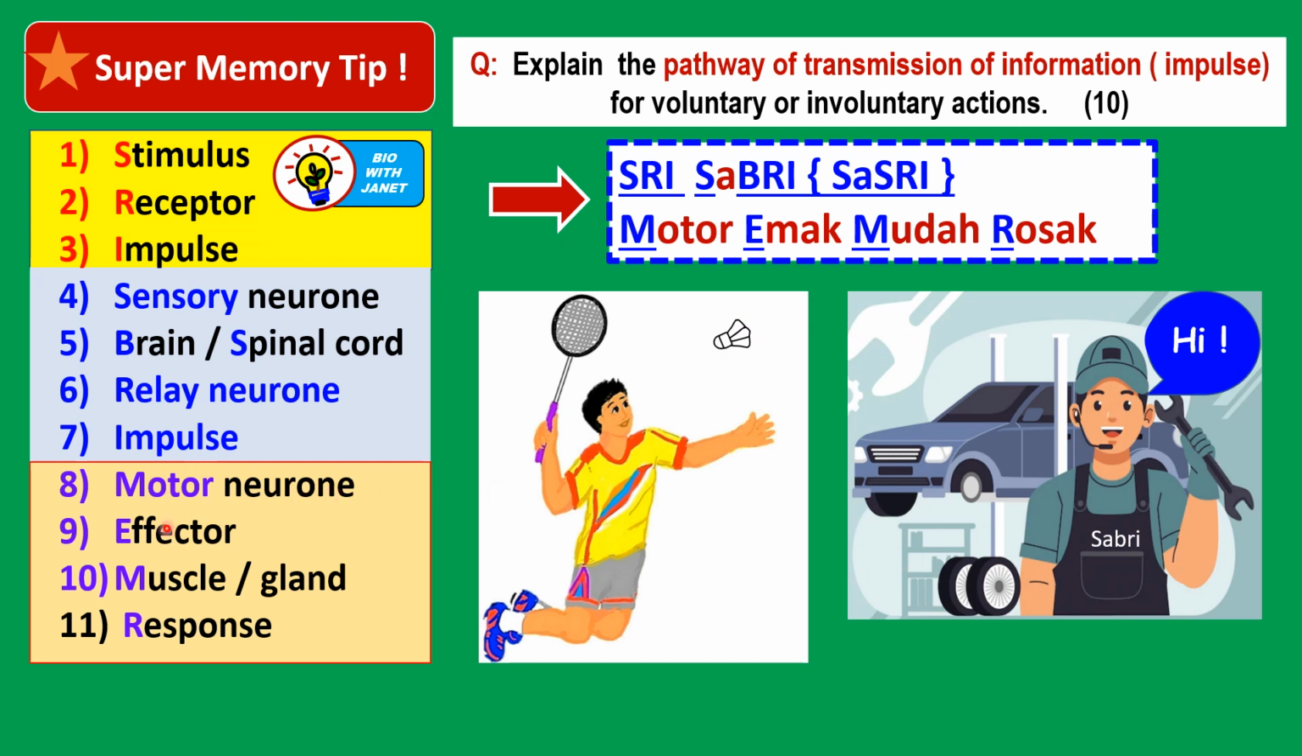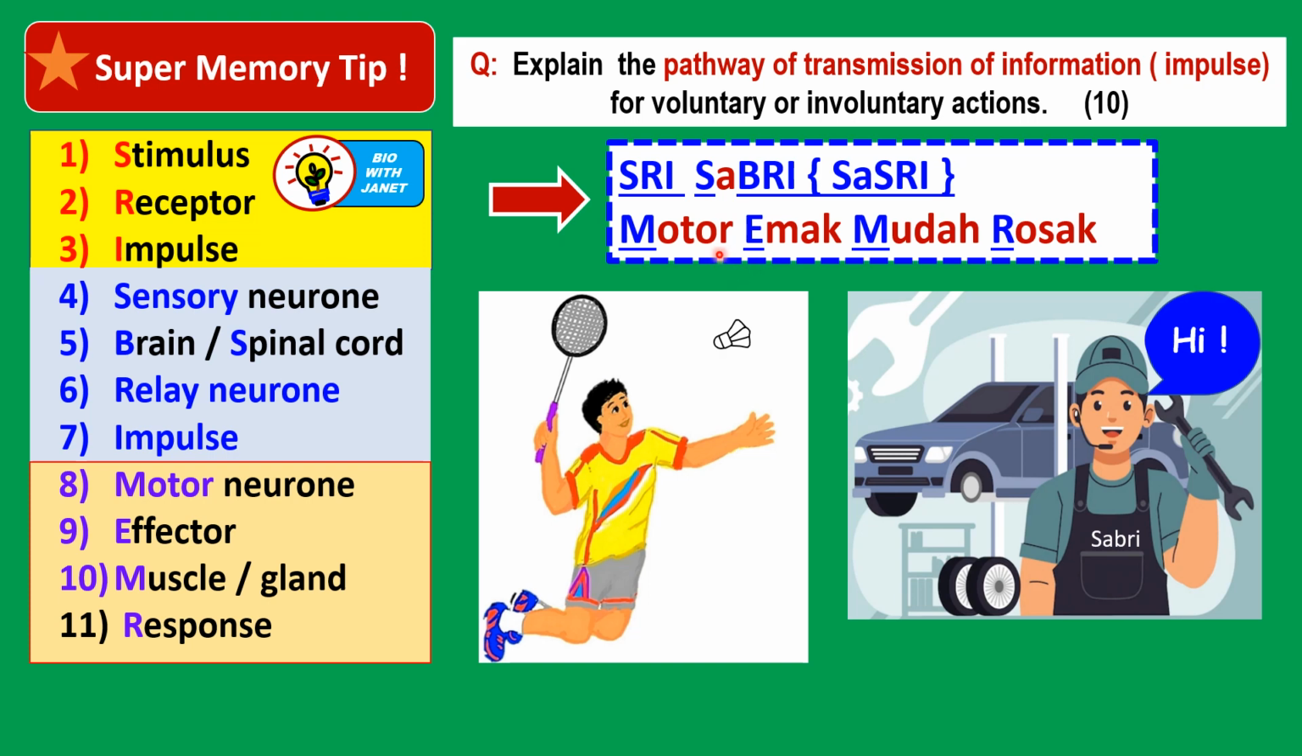So we have MEMR, motor emak mudah rosak. All right. So it's not easy to really come up with a very specific acronym, but here we have it. It's already done for you. All you need to do is to memorize this sentence. All right. So imagine the story behind Sri Sabri is a very good mechanic. So one day his mother came to him.